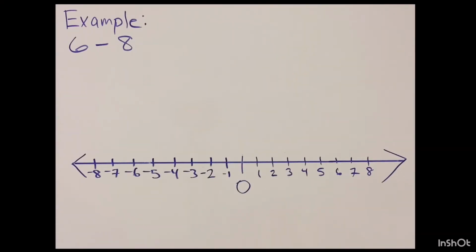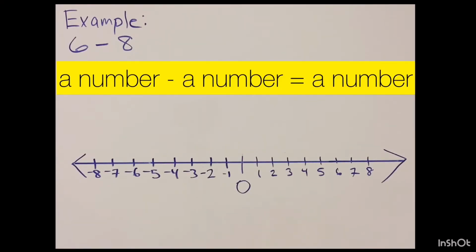If you look here, you see the example says 6 minus 8. Now, the 8 can be considered a negative because there's a minus sign right in front of the 8. And the 6 would actually be positive. What should your answer look like? It should look like a number. Anytime you have a number and you subtract it by another number, it's going to equal a number.